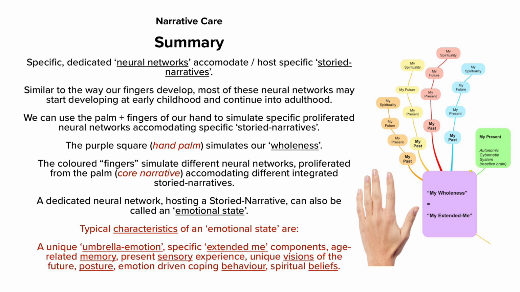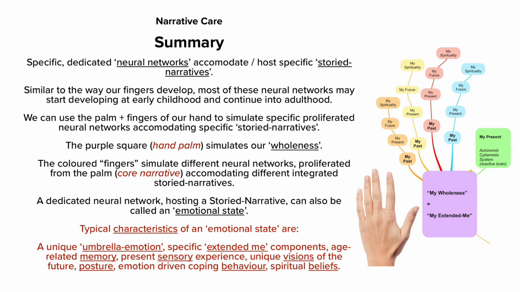In summary, specific dedicated neural networks accommodate or host specific storied narratives. Similar to the way our fingers develop, most of these neural networks may start developing at early childhood and continue into adulthood. We can use the palm and fingers of our hand to simulate specific proliferated neural networks, accommodating specific storied narratives. The purple square refers to our hand palm, which simulates our wholeness. The colored fingers simulate different neural networks proliferated from the palm or the core narrative, accommodating different integrated storied narratives.